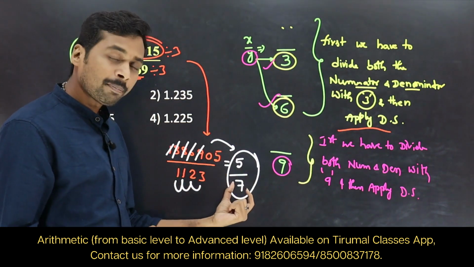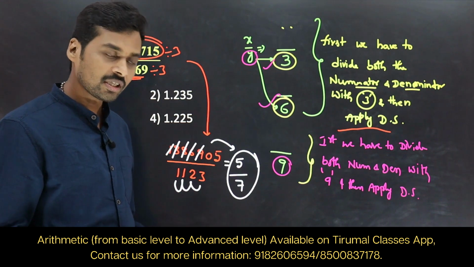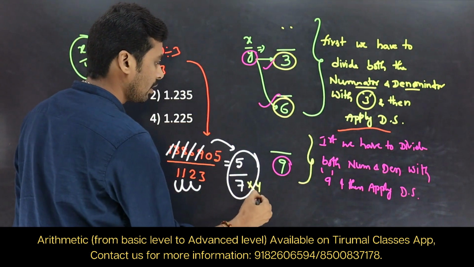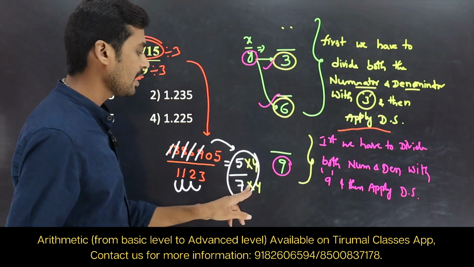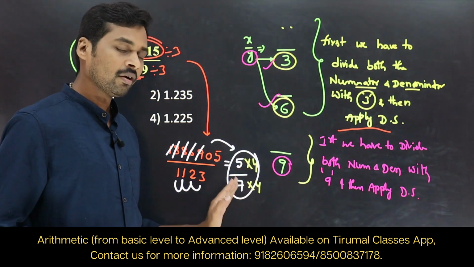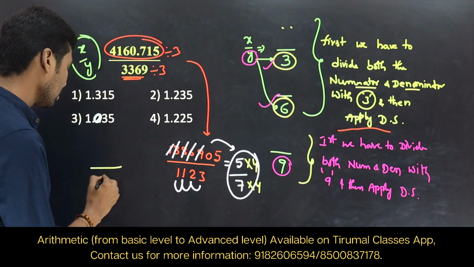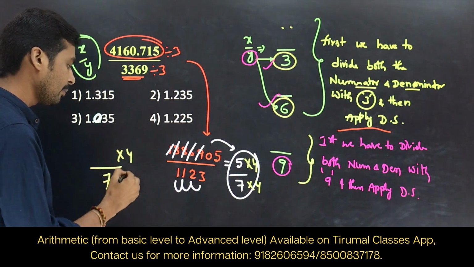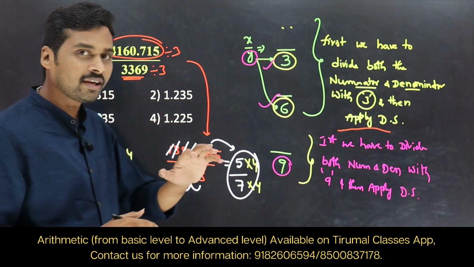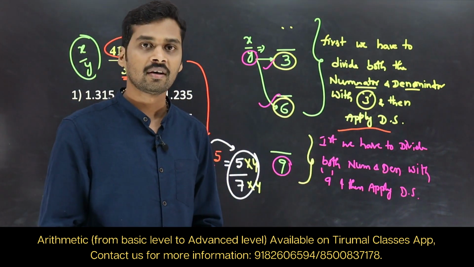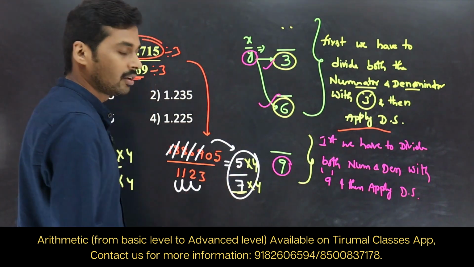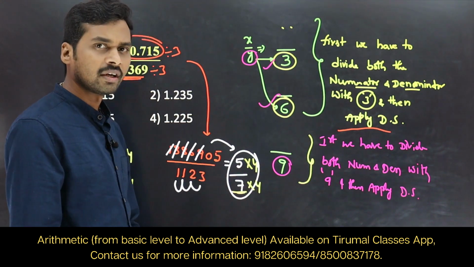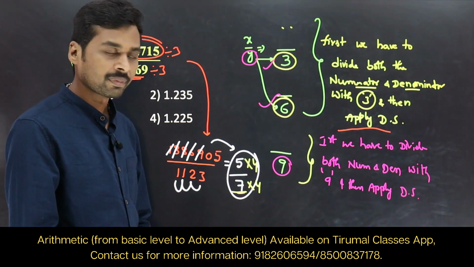When we get the denominator 7, what is the procedure we follow? We have to multiply both the numerator and the denominator by 4, so that I can make the denominator DS value 1, right? Since the denominator value is 7, I have to multiply by 4. 7 4s are 28, so we'll get the DS value as 1.